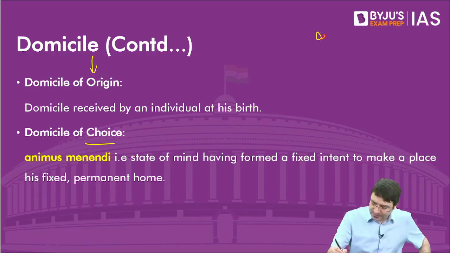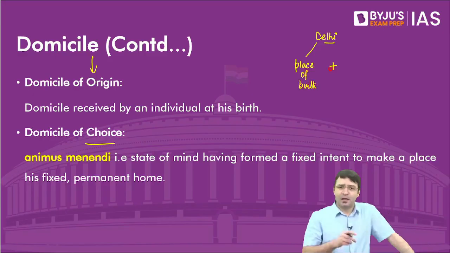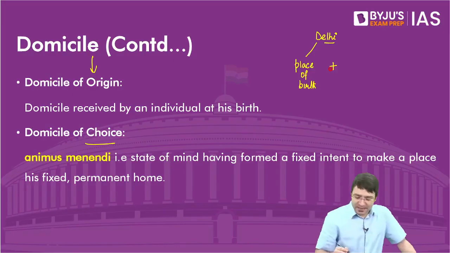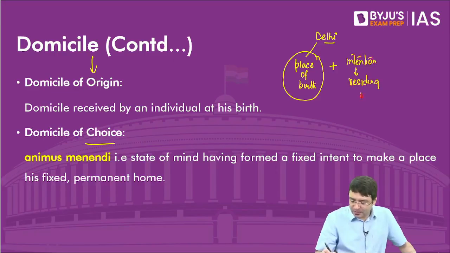For example, you were born in Delhi. So Delhi becomes your place of birth. But you have enrolled in a school in Delhi. You have done your graduation from Delhi as well. You are now working in Delhi as well. You have your family in Delhi as well. What does that mean? That means Delhi is your place of birth, but Delhi is also a place where you have the intention of residing for an indefinite period. That means Delhi becomes your domicile.